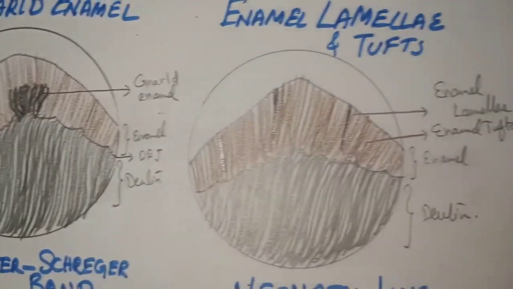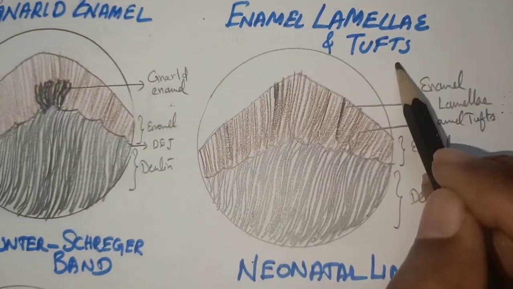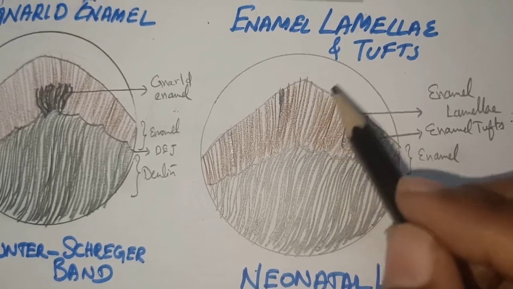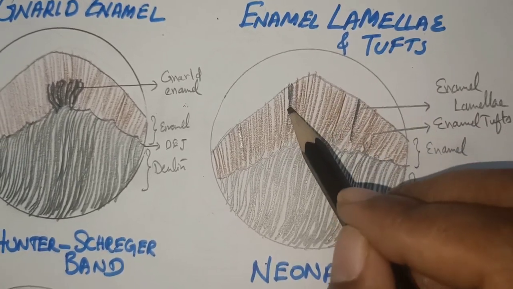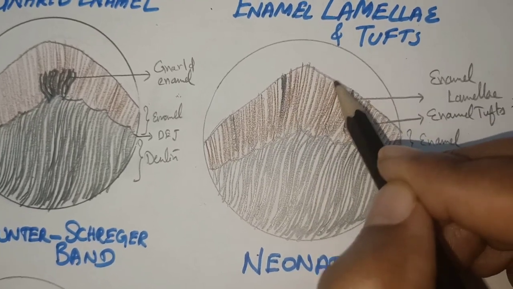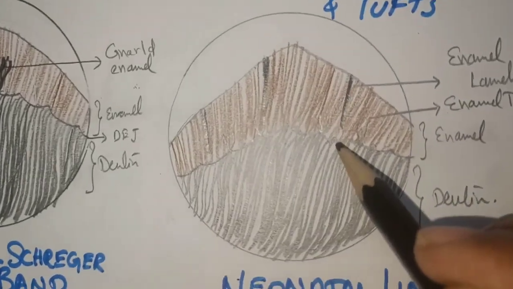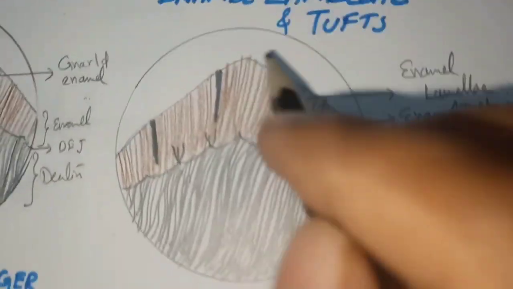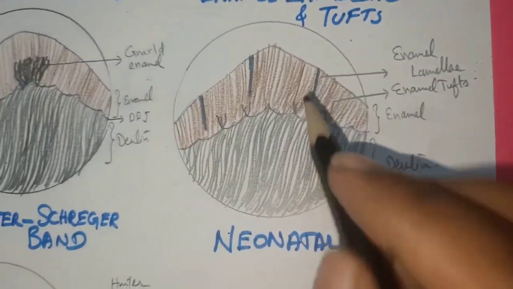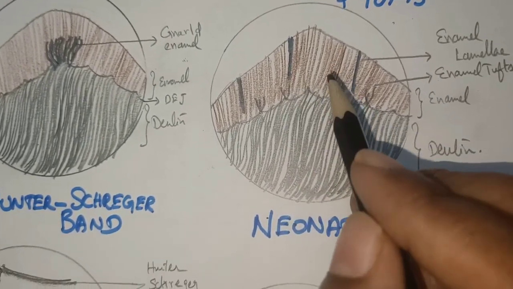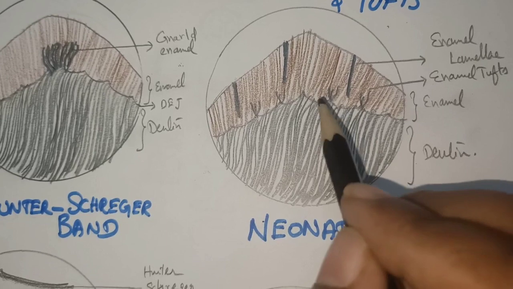Okay, move on to the enamel lamellae and enamel tuft. Enamel lamella is nothing but a leaf-like structure or band that arises from the outer surface towards the dentino-enamel junction, or the DEJ. This structure is called enamel lamellae. And the next one is enamel tuft. Enamel tuft is nothing but based on the orientation and the change in the direction of the enamel rods.